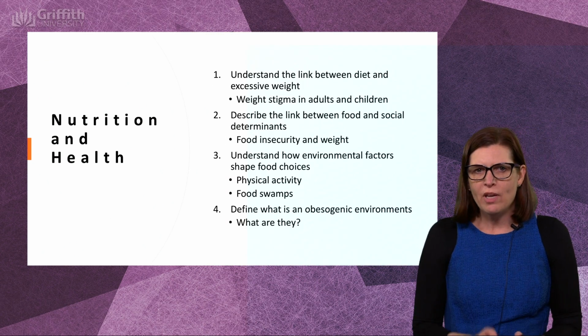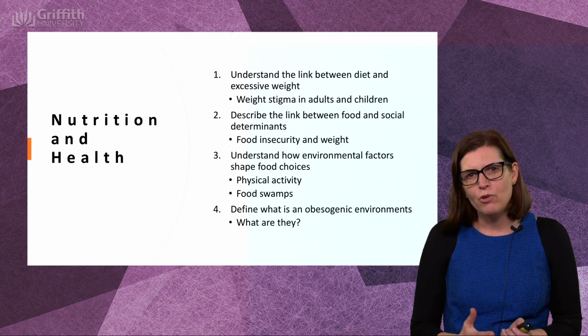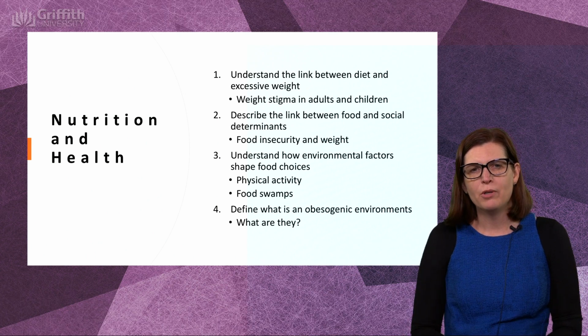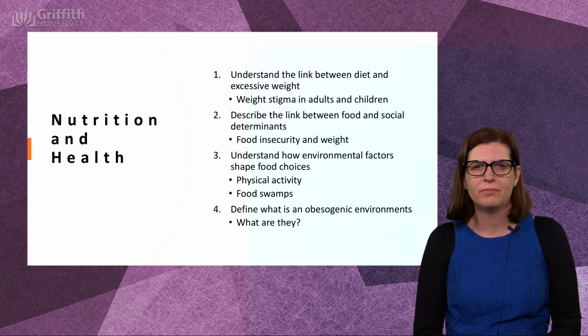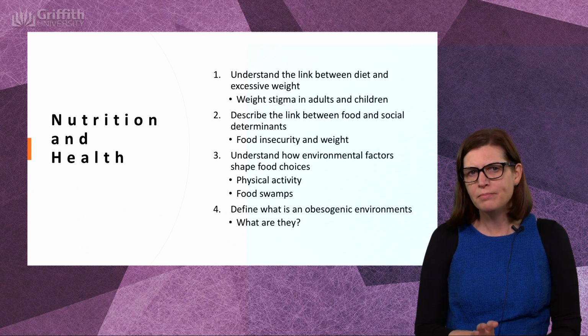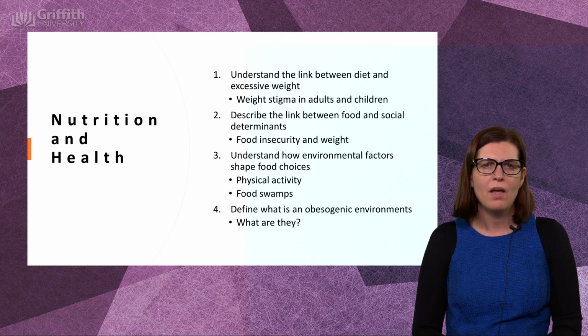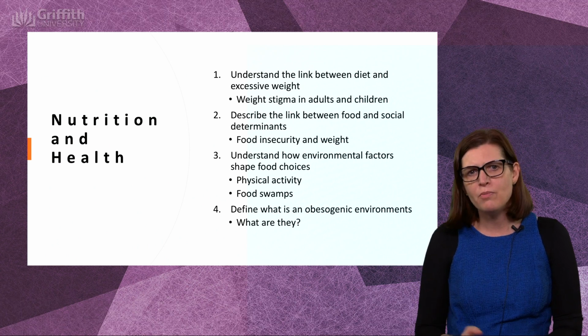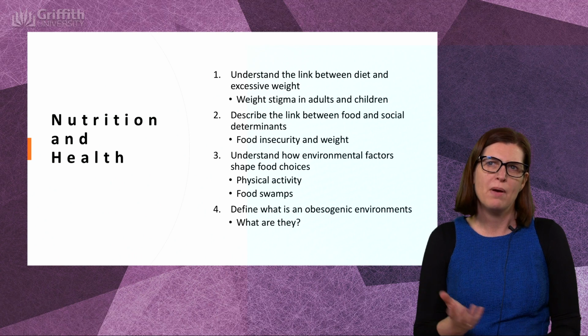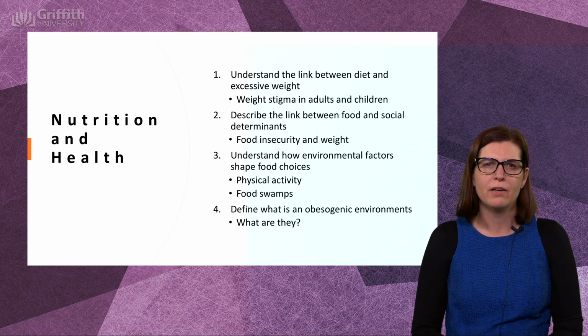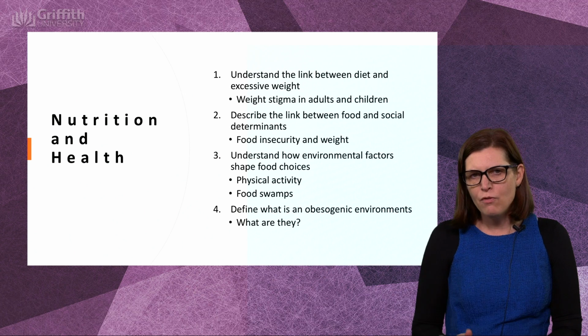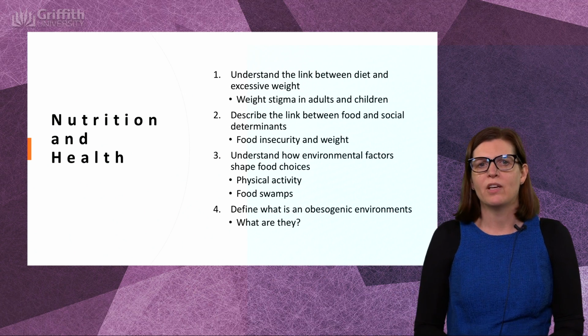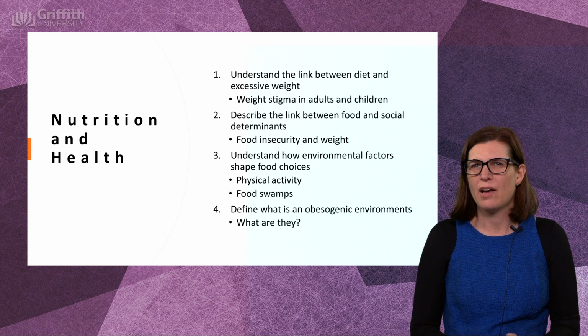Okay, so just looking at what we'll discuss today, I'm going to go through 4 key elements in the talk. The first one's to have a look and understand the link between diet and excessive weight. I'll take a look at stigma, particularly around children. The second objective is to describe the link between food and the social determinants of health. The third, understand how environmental factors shape our food choices and what that might look like. And fourth, define what's an obesogenic environment. So what are they and what does it look like and why do they matter?